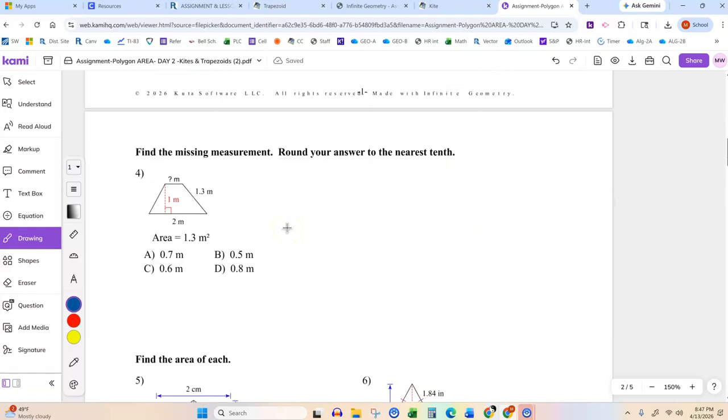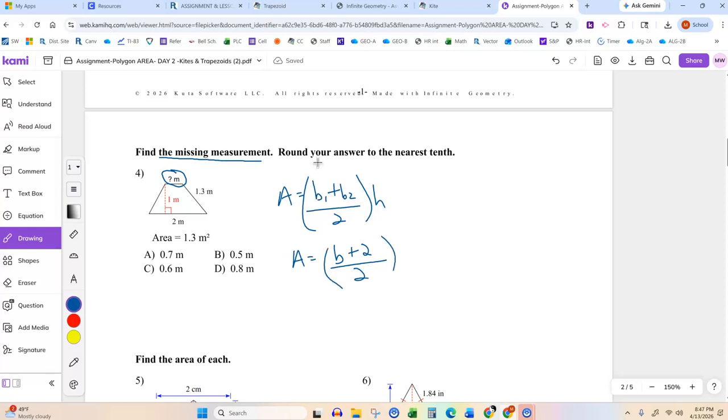Okay? All right, one more we'll do together, and then I'll let you do the remaining. Here we have another trapezoid. So now we're going to try to find the missing measurement. So what do we have? We have, again, area equals base 1 plus base 2 divided by 2, all that times the height. Well, we're looking for this, that means we're looking for one of the bases, right? So the area equals b plus the other base, 2, divided by 2, and all this times the height, which is this 1, and that is equal to, they tell us the area, 1.3, okay?